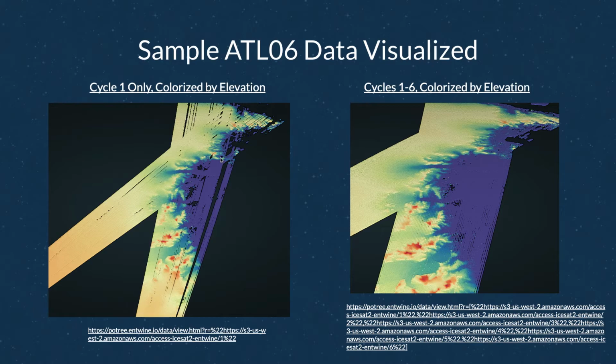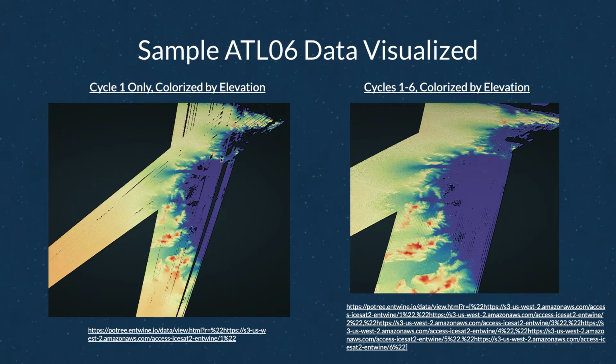After we had that all set up, we actually had split it up into 6 cycles. These are some visualizations of that data, and so you can see how that progresses across the different cycles and gives you a good idea of how the data is represented. So on the left-hand side here, we have cycle 1 only, and this is colorized by elevation. You can see there's quite a few holes and maybe some extra slices that were missing, and this is kind of how the program was developed.